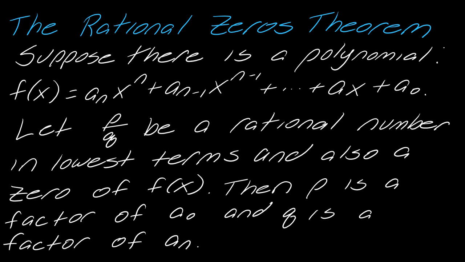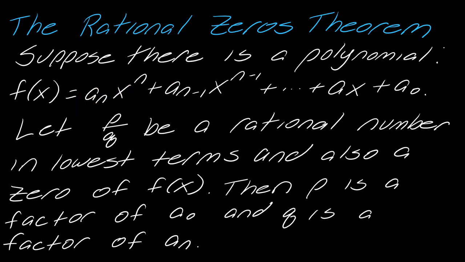Okay, so you've got a polynomial. This is just the way that we write out polynomials. So you have, this is your leading coefficient, and then you go all the way down to some constant term. Okay, so what the rational zeros theorem says is you let p over q be a rational number in lowest terms and also a zero of f of x. If this is true, then p is a factor of the constant term, the last term here, and q is a factor of the leading coefficient.